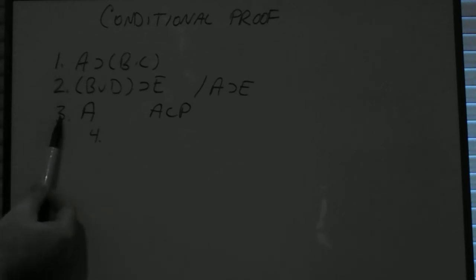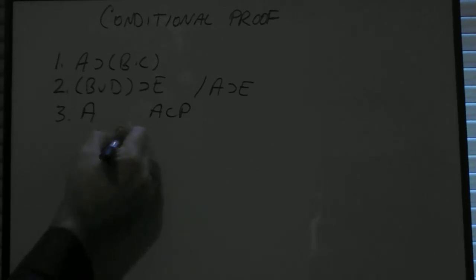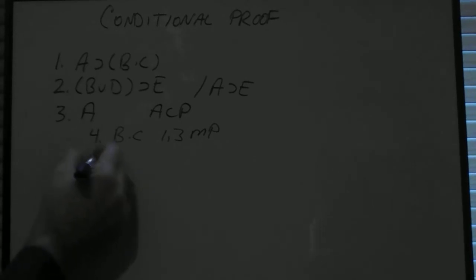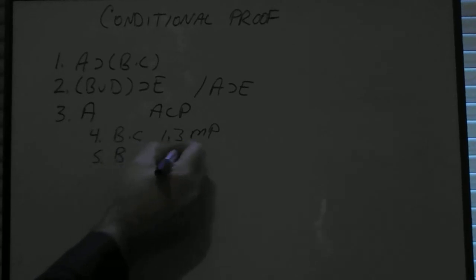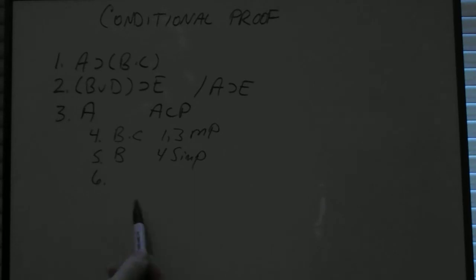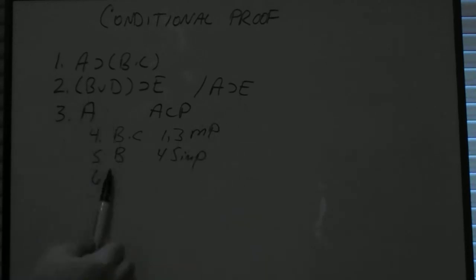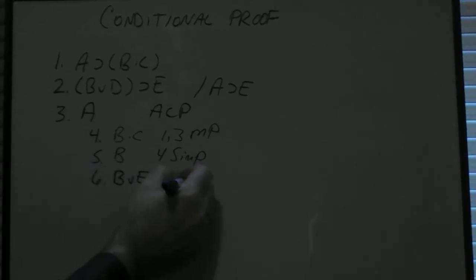So lines 1 and 3, if A, then B and C, A, therefore B and C, from 1 and 3 modus ponens. Now I'm going to simplify B and C to B. What I want to do is start with the A that's assumed and try to work my way to the E. And so I want B or D, then E, so we'll take the B from line 6 and we'll add a D, right, 5 through addition.